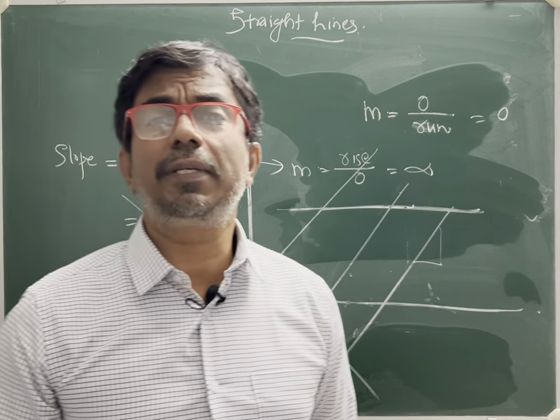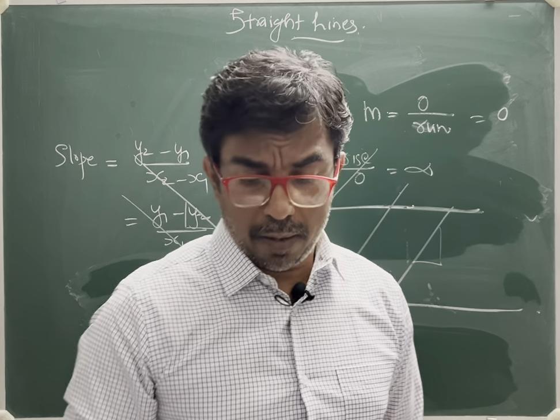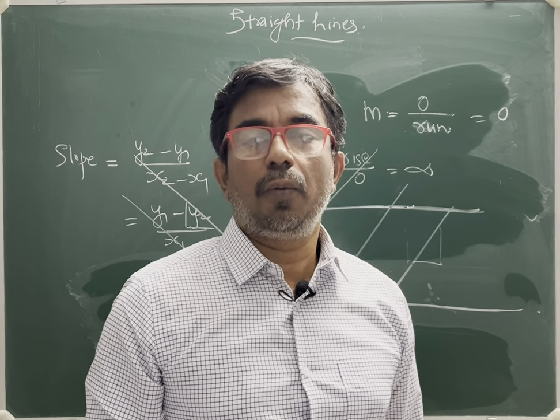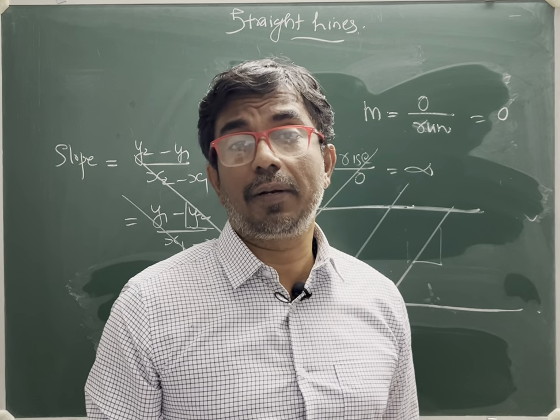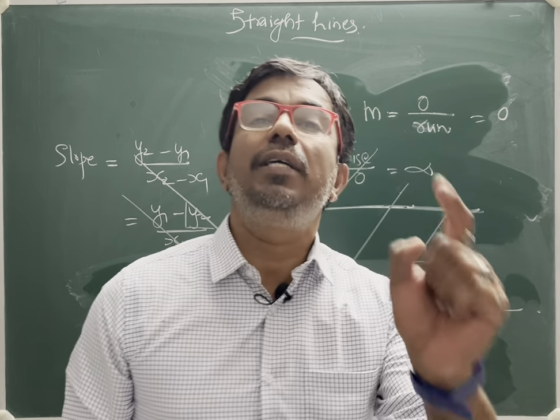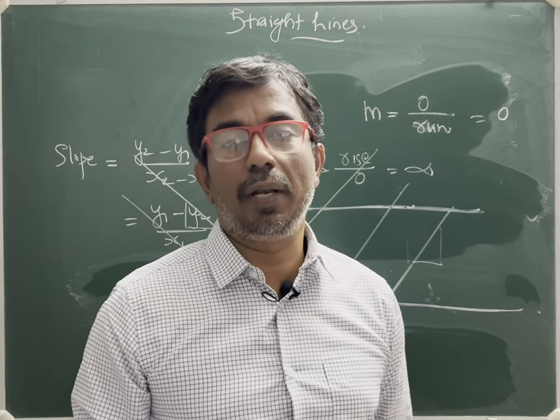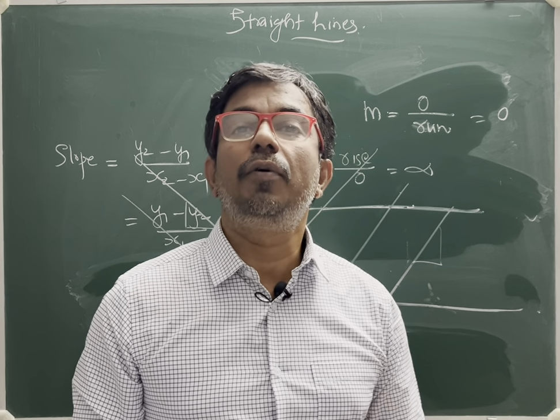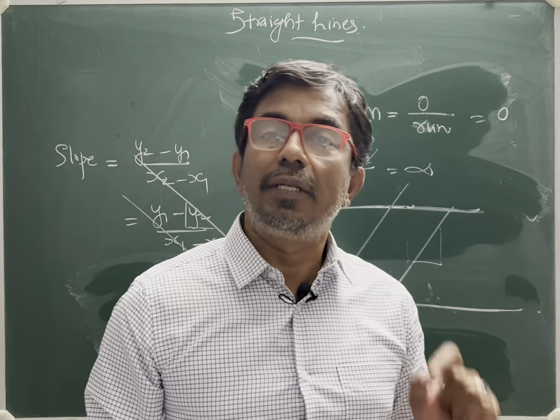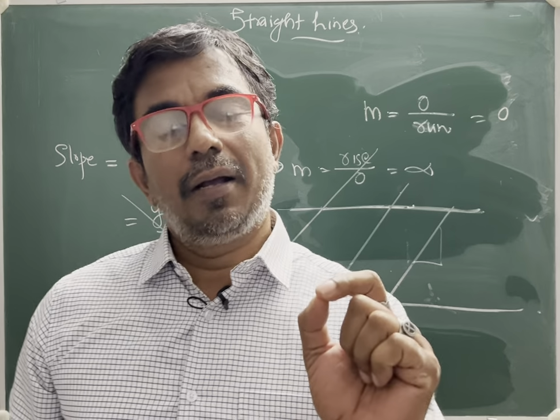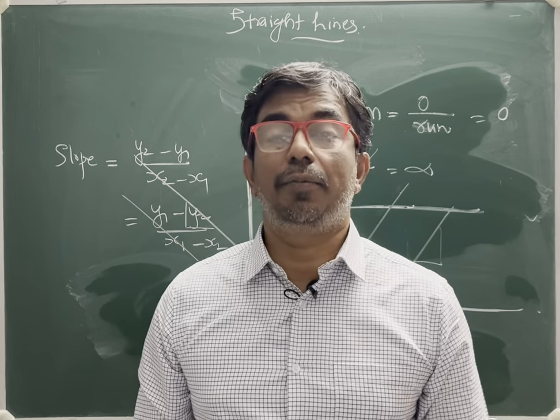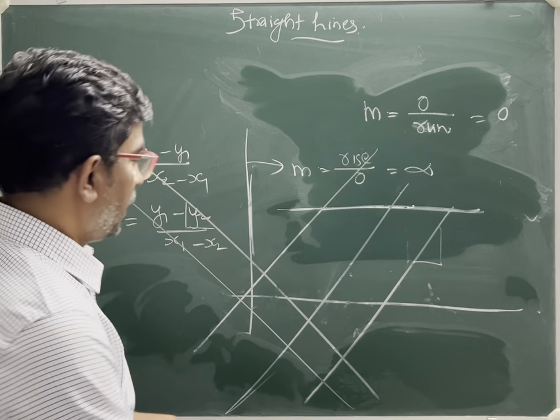Now, some other aspects related to this are parallel lines and perpendicular lines. What do we think about parallel lines and perpendicular lines? If you ask me, the simple answer is, if two lines are parallel, their slopes will be equal. The slopes of two parallel lines will always be equal. Similarly, for perpendicular lines, the product of their slopes will be negative 1. Just understand that.